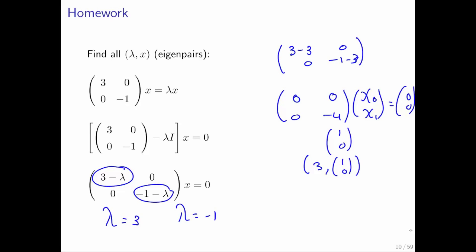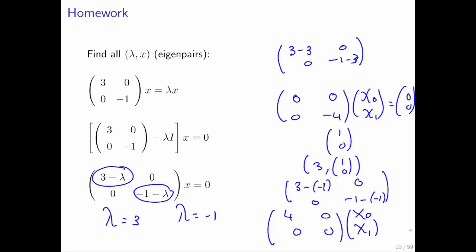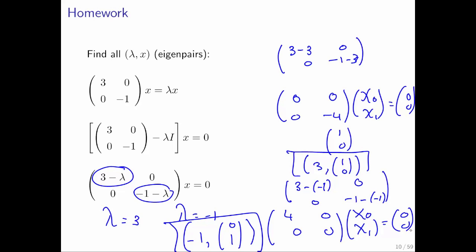And then if you do the same thing but with lambda equal to -1, you end up with 3 minus -1, 0, 0, -1 minus -1. And you end up with the matrix, let's see, 4, 0, 0, 0. And if you ask the question, for what vectors is this true? You end up finding the eigenpair -1 and, for example, the vector (0, 1). So this is an eigenpair and this is an eigenpair.